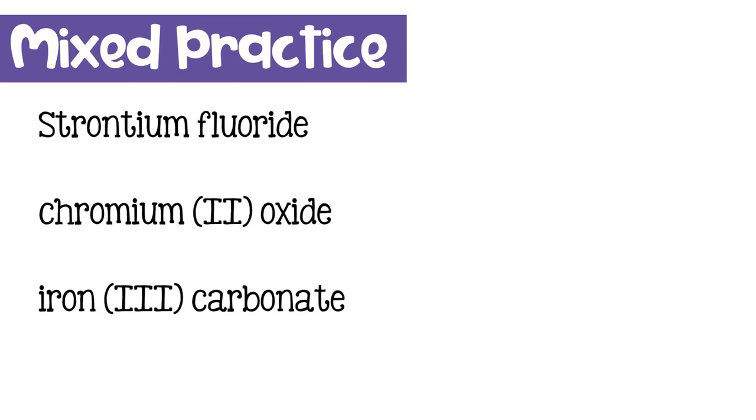Let's have a look at strontium fluoride. Strontium is Sr and fluoride is fluorine, which is F. Now, Sr has a +2 charge and F has a -1 charge. So when we crisscross them, we get SrF2.